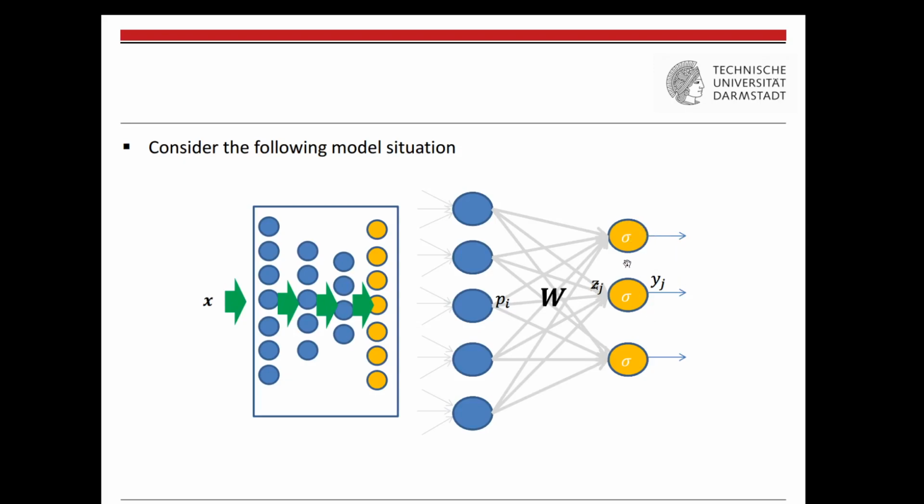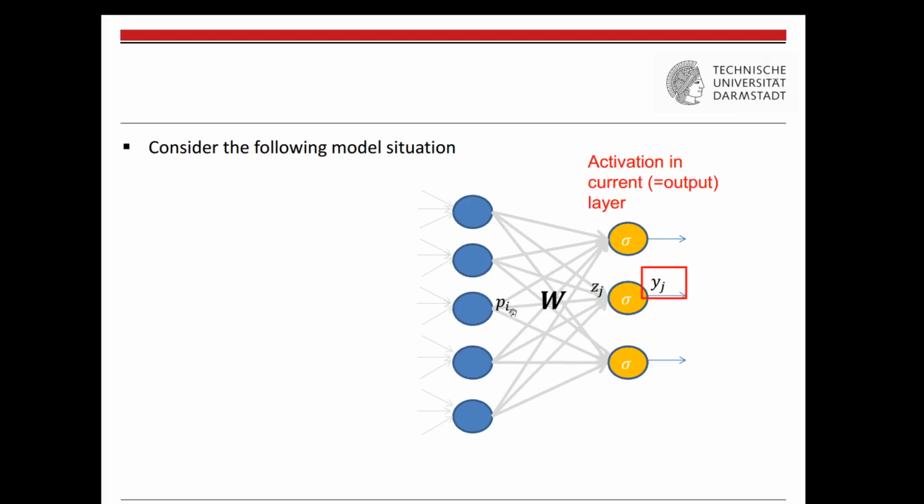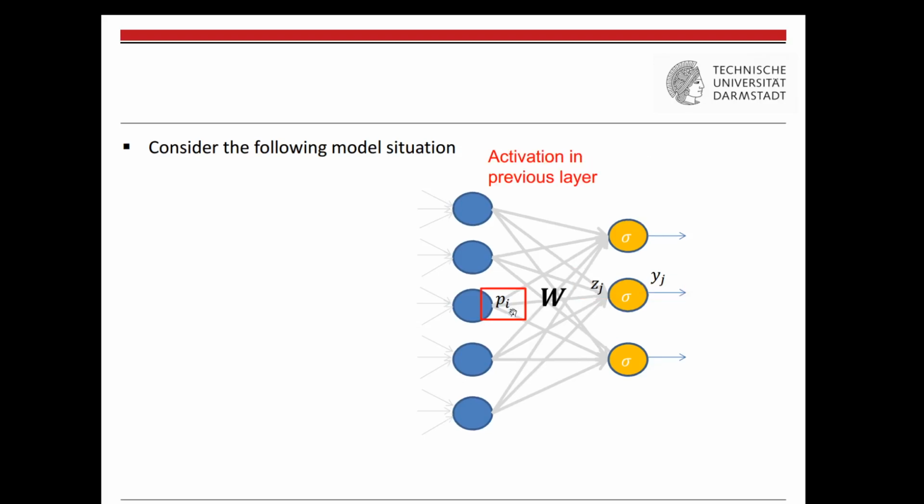What we have here is our output units with some activation function. The output of some unit j is given by yj, the pre-activation is given by zj, and then we have this matrix w that connects the last layer with the one layer before it, and this layer one before the last layer has of course also outputs, activations of its units, and these we denote by pi. Okay, that's where we are in the network. As I said, this is the activation in the current layer. In our case, we initially consider the output layer, then that's a pre-activation, and this is the activation in the previous layer.